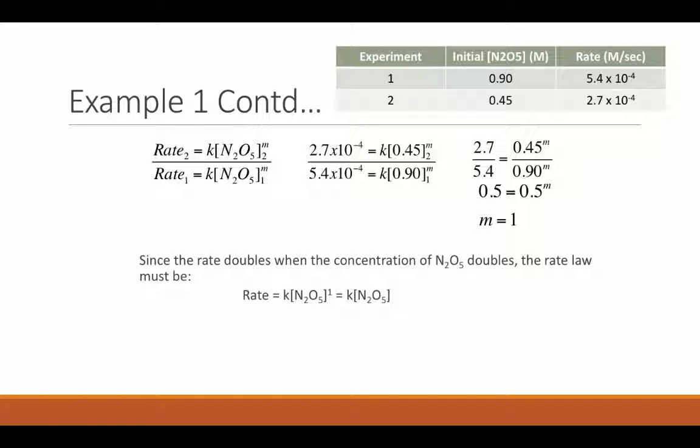So in review, if we compare trial 2 to trial 1, since the rate doubled from trial 2 to trial 1, as did the concentration, we know the rate law must be rate is equal to the rate constant times the concentration of N2O5 raised to the first power. Here you can write the 1 or not. It's the same thing in either case. It's just the exponent 1. We would say that this reaction is first order in N2O5.